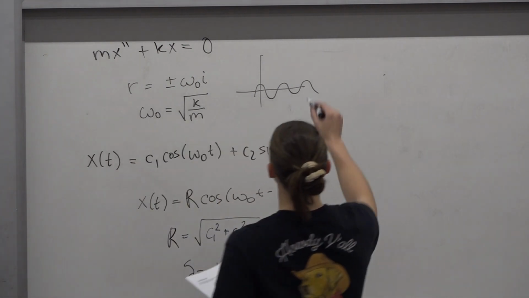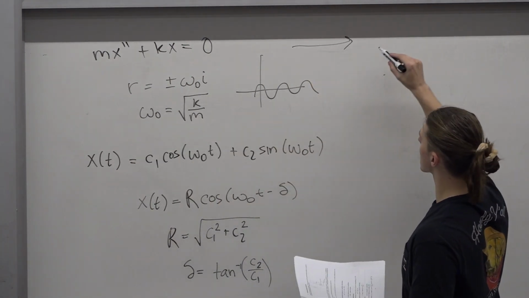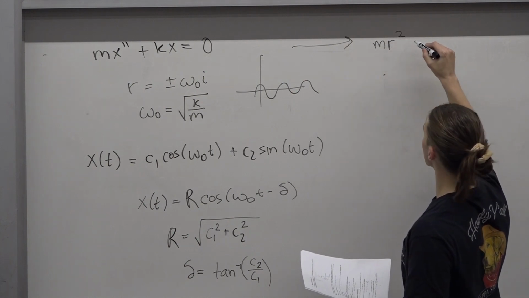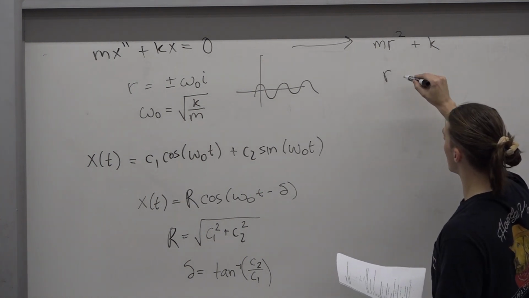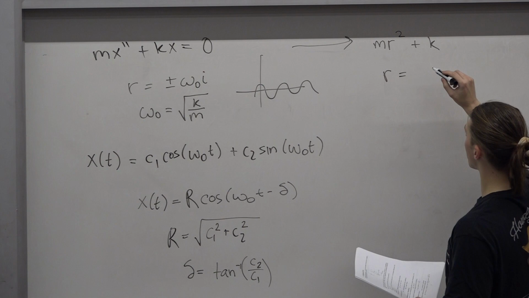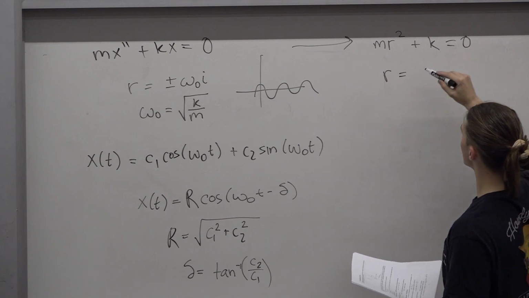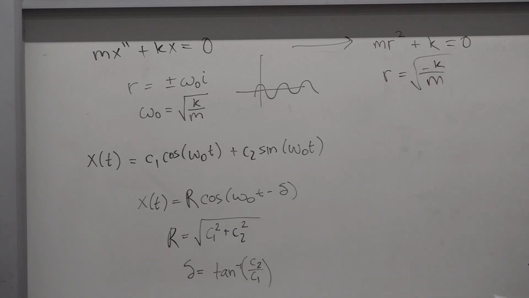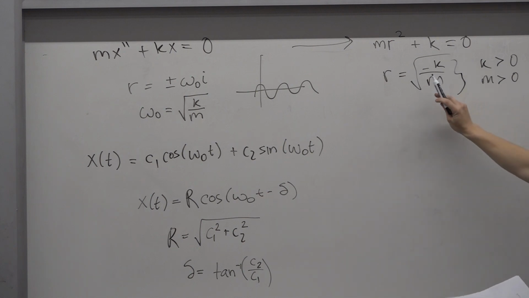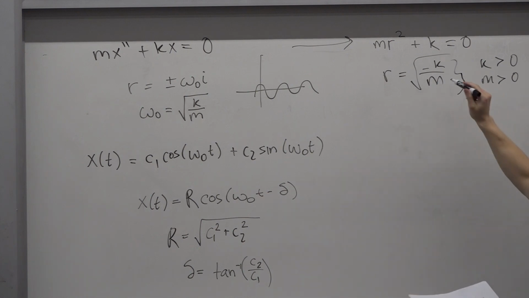If you just do the math real quick and use the characteristic equation, you get m r squared plus k equals 0. So if I solve for r, it would be negative k over m, square rooted. So k is always greater than 0, mass hopefully greater than 0, and since we multiply by negative, this is always negative. So you just factored out the negative to the i. Yeah, essentially we do this.